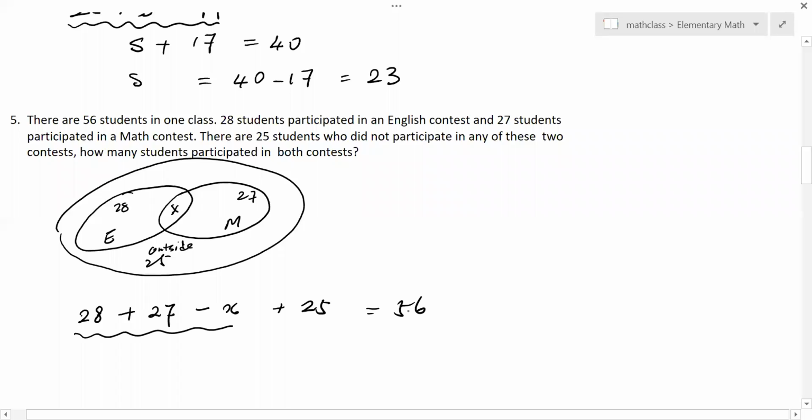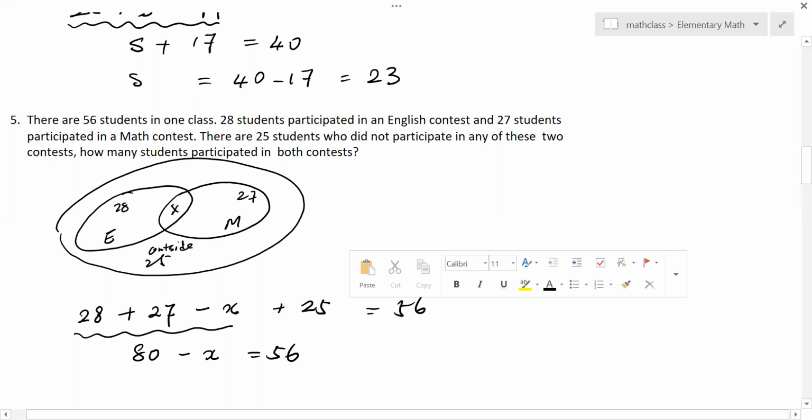So you get the equation. Then you simplify it. Plus 25, so actually this side is 80 minus X, and the other side is 56. Now this is a little bit strange equation, right? I have a minus here. So how do you solve this problem?